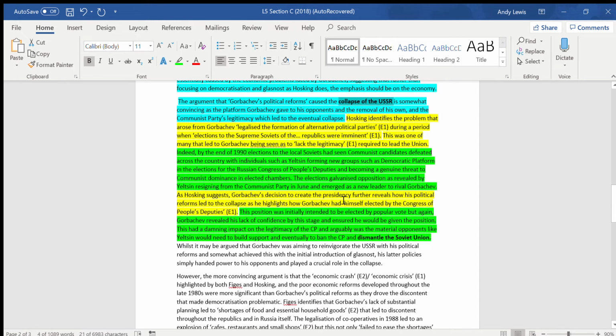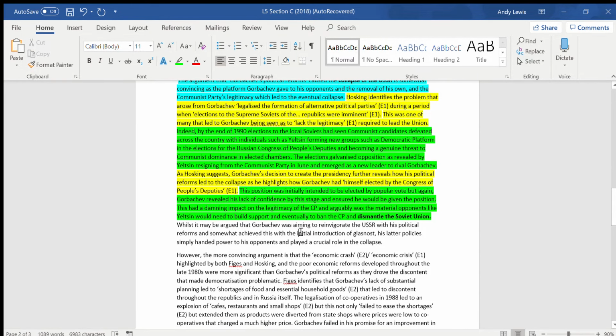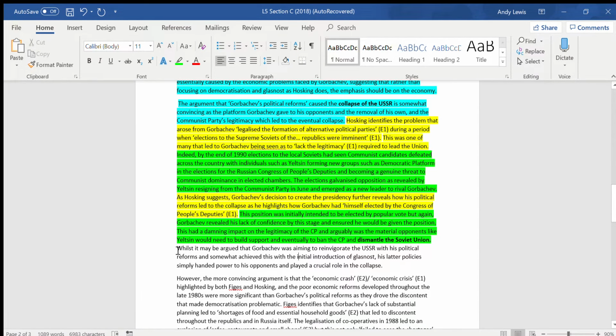Effectively, what you want to keep doing is, in your answer, keep coming back to that concept of collapsing the Union, which led to the collapse because of this. The more you do that, the better your answer will be. Then, they've got a lovely bit of evaluation.